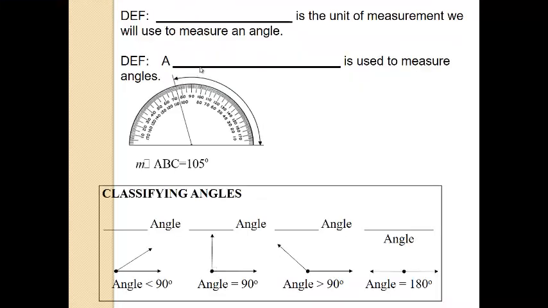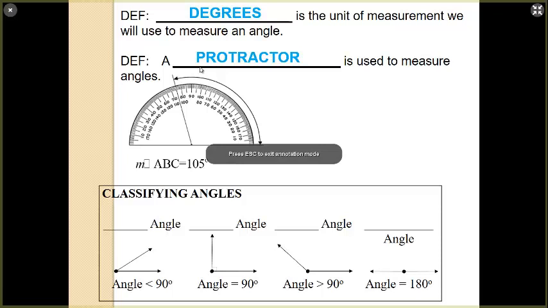All right, so now we're going to actually measure and classify angles. To measure angles, degrees is the unit of measurement we will use. A protractor is going to be used to measure angles, and we're going to use a protractor in this case. What you have to do is line up the protractor part that has the dot with the vertex of the angle. We are trying to find the measure of angle ABC. Let's say this is angle A, B, and C.